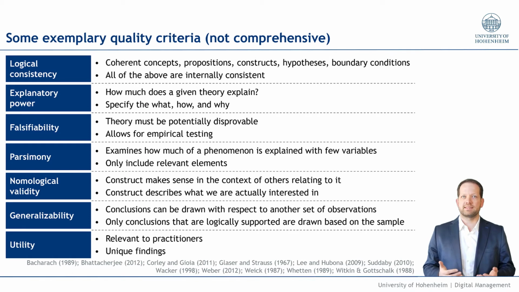Next we have nomological validity. Constructs should make sense in the context of other constructs they relate to. Constructs describe what we're actually interested in, not just anything which we're not interested in, and not just anything which is totally unrelated to everything else we know. So you embed it in a nomological net, in a network of relationships among other known and interesting constructs.